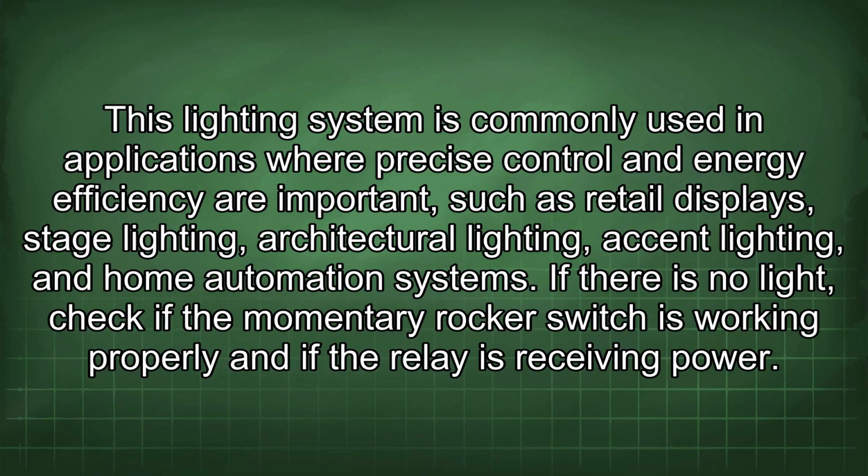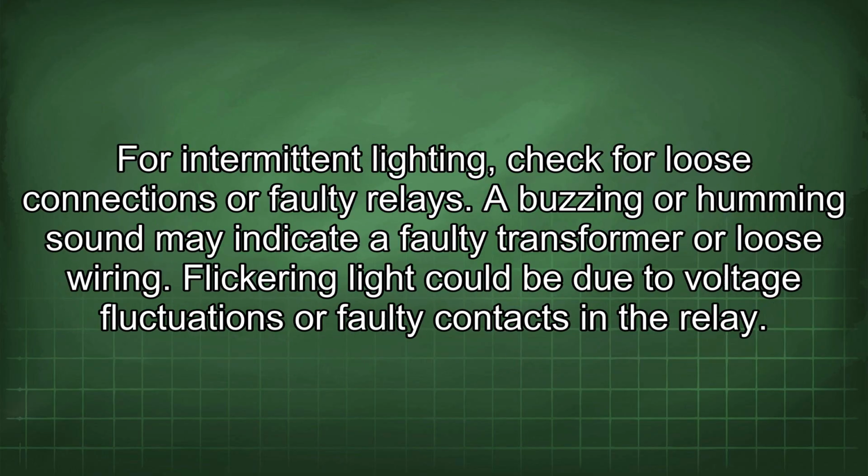If there is no light, check if the momentary rocker switch is working properly and if the relay is receiving power. For intermittent lighting, check for loose connections or faulty relays. A buzzing or humming sound may indicate a faulty transformer or loose wiring. Flickering light could be due to voltage fluctuations or faulty contacts in the relay.